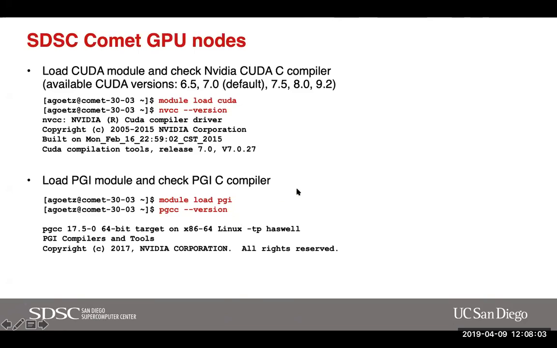The PGI module loads the PGI C and Fortran compilers. So for instance, module load PGI, and then you could check pgcc --version, which is going to spit out the version of the PGI compiler that we have installed.